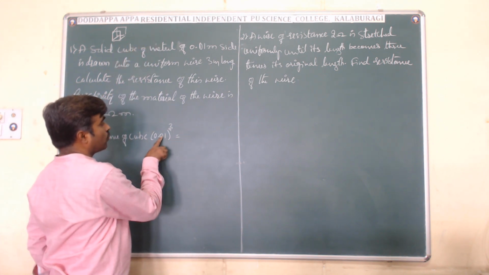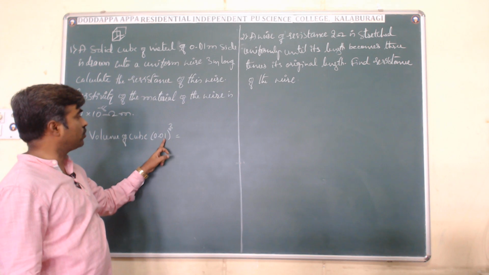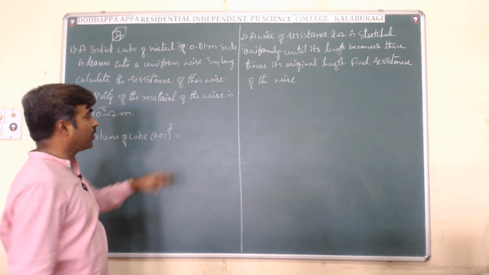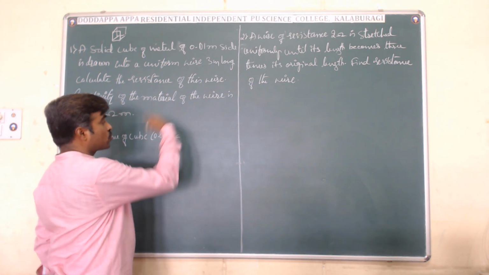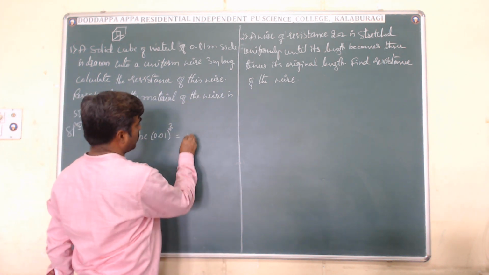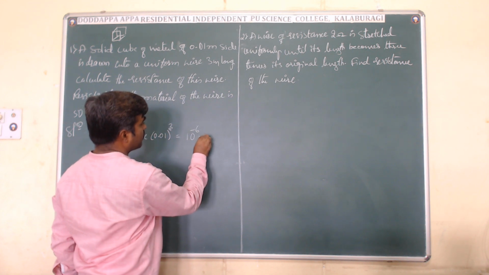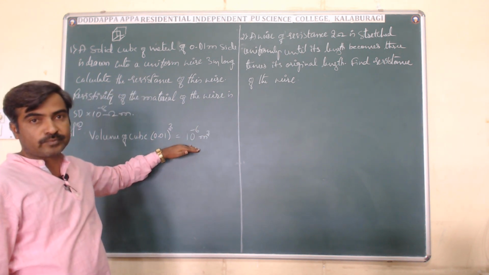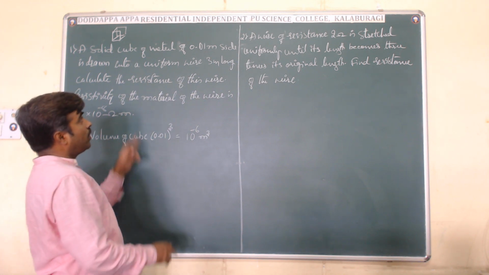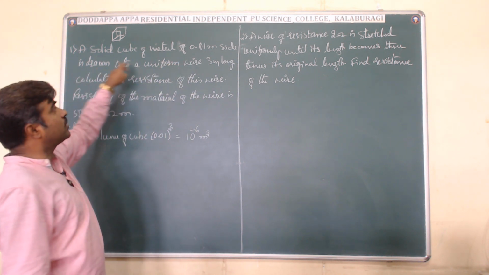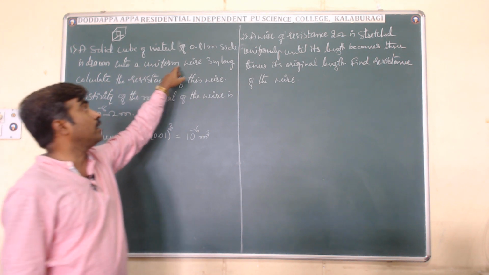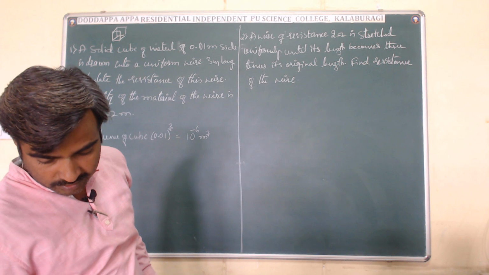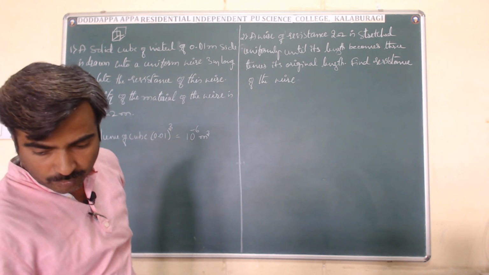So moving the decimal point two places to the right, this gives 1 into 10 raised to the power of minus 2. Then 10 raised to minus 2 to the power of 3 is 10 raised to minus 6 meter cube. This is the volume of the cube. Now when it has been changed into a wire of length 3 meter long, it is given clearly, it is changed to a wire of length 3 meter long.